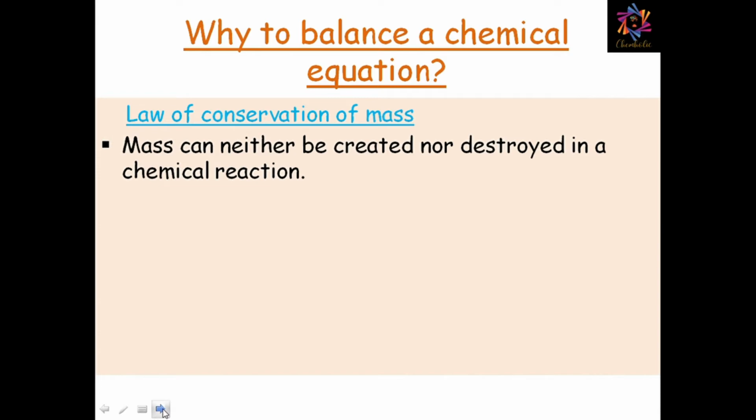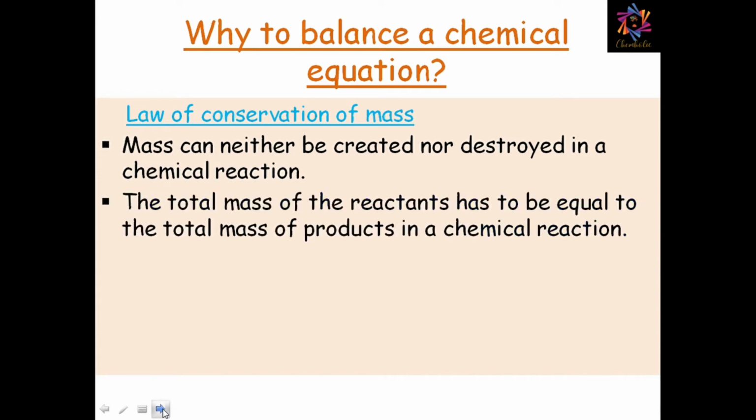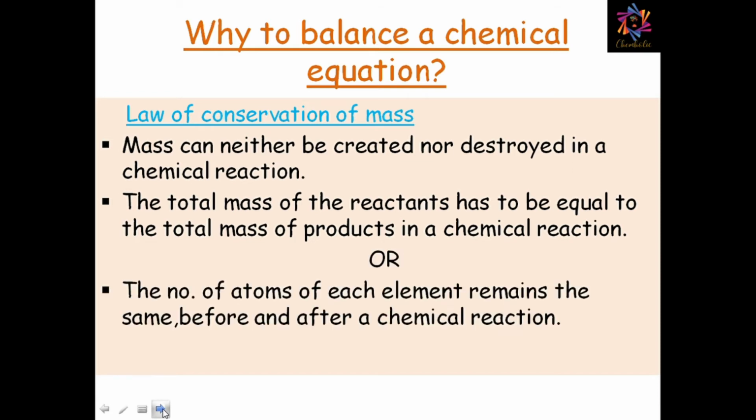That means the mass of the reactants should be equal to the total mass of the products in a chemical reaction. So guys, since nature follows this law of conservation of mass, the total mass of the reactants has to be equal to the total mass of the products. This is the reason why we balance chemical equations, since the number of atoms of each element remains the same before and after a chemical reaction.